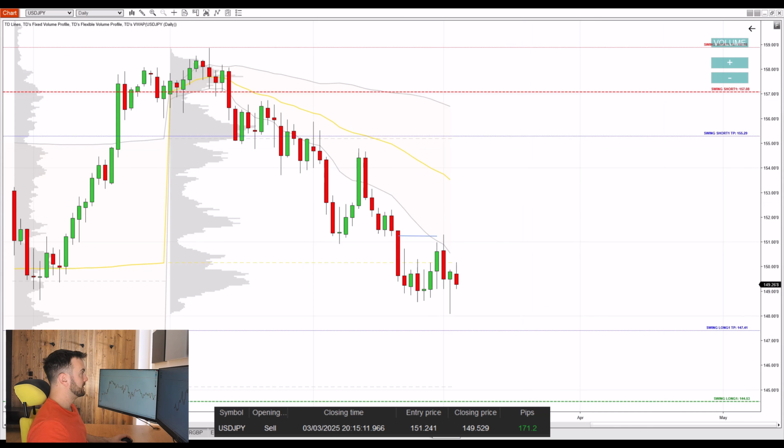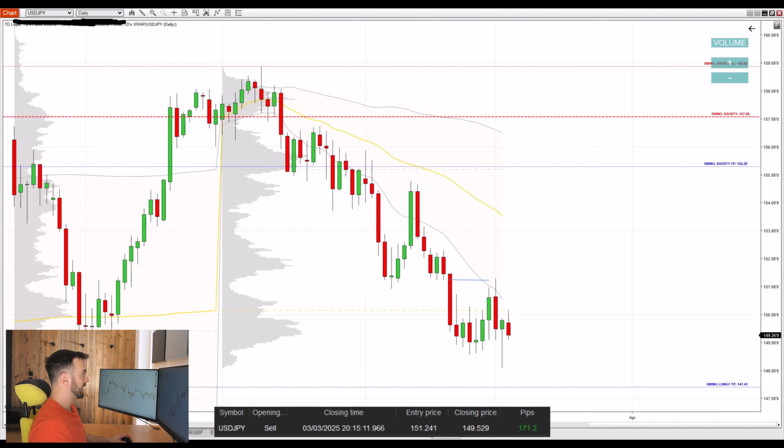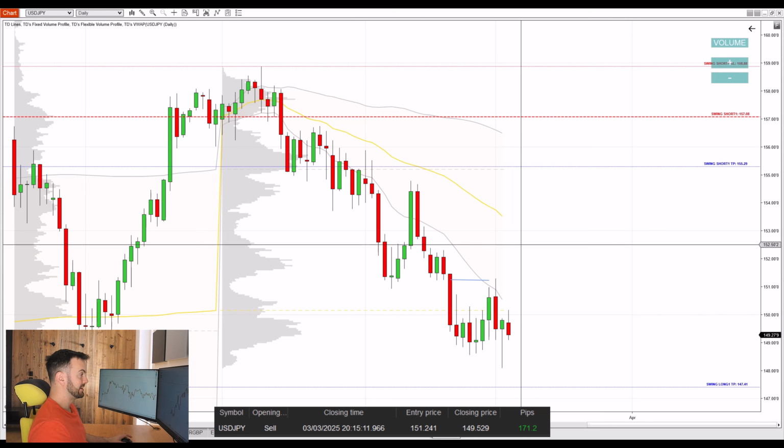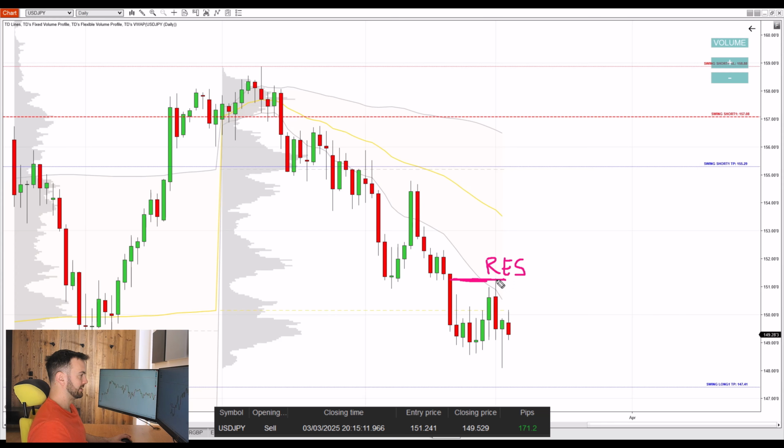What you see before you here is the daily chart of the US dollar Japanese yen. I'm doing the swing trading on the daily charts, and it makes things a bit slow, but I don't mind that. So anyways, what I want to show you is a short trade which I took from here. This was the resistance, and this is my short trade right from here.